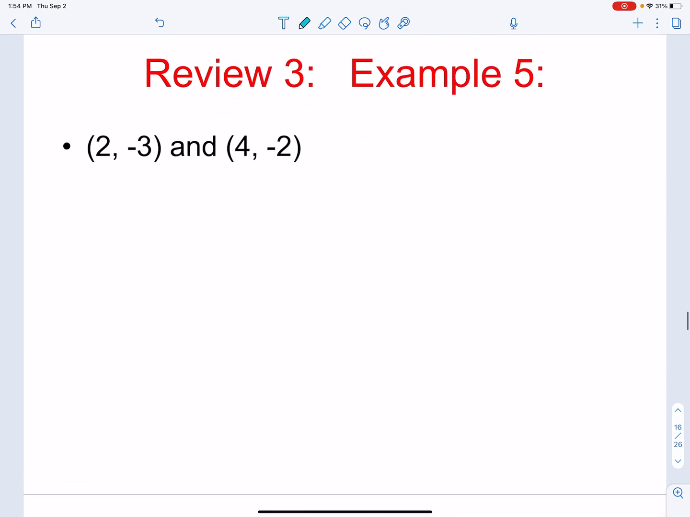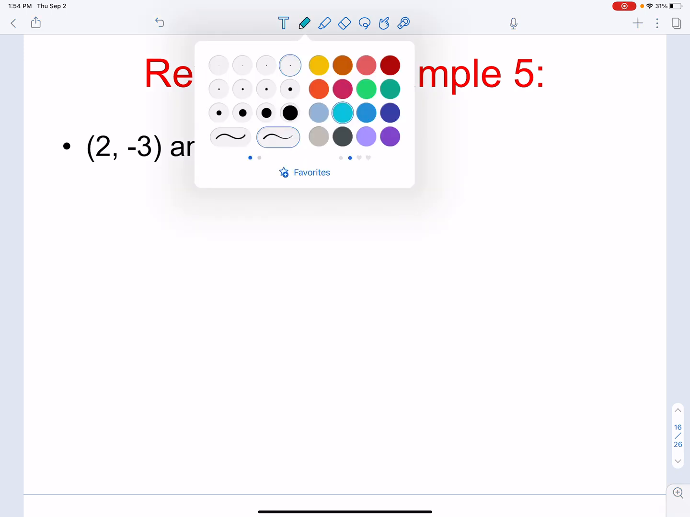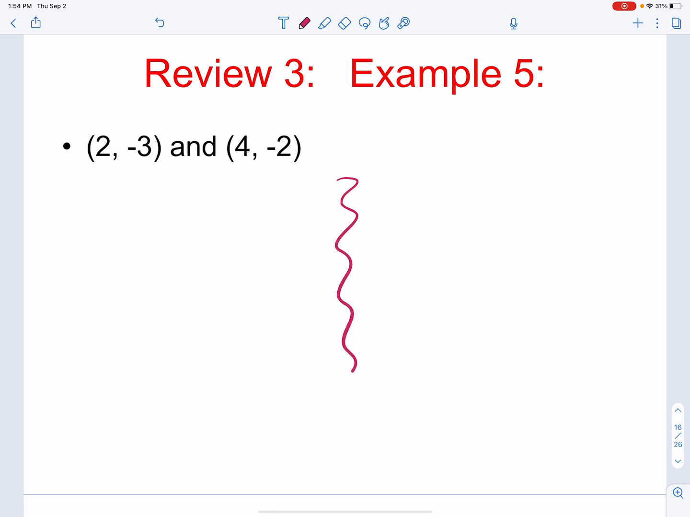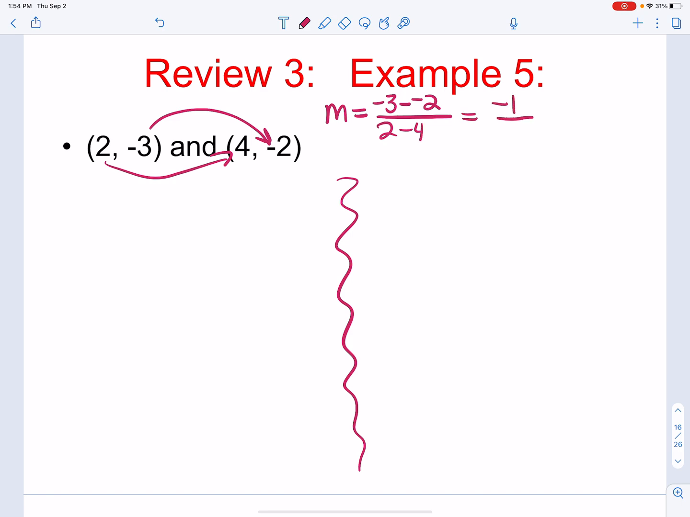Okay, so let's look at example 5. I'm going to do this both ways, just to make sure we're all good. You can fast forward through the way you don't like. But anyway, you have a point, you don't have the slope. So for both ways, you have to find the slope first. So it's going to be negative 3 minus negative 2. I'm doing change in y over change in x, so 2 minus 4. So my answer is negative 1 over negative 2, so my slope is 1/2.